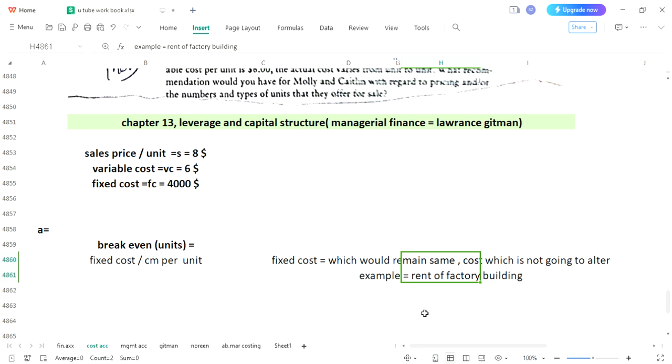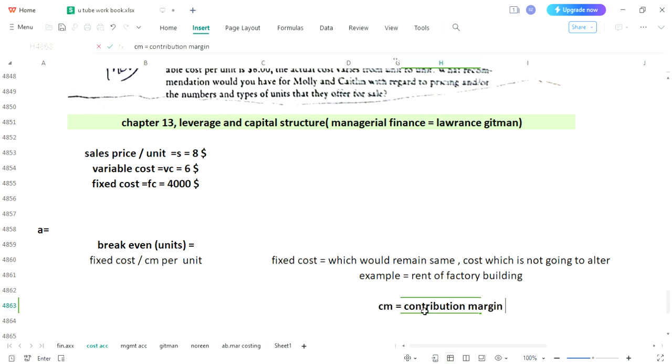Then we need to have CM per unit. CM is contribution margin, and we have discussed it. Contribution margin is the difference between sales and variable cost. So what you will do is take sales and subtract your variable cost.